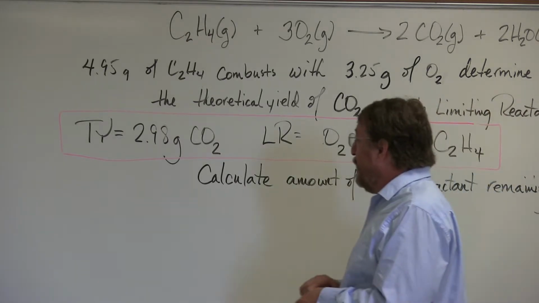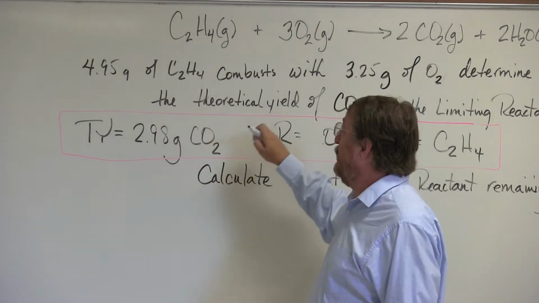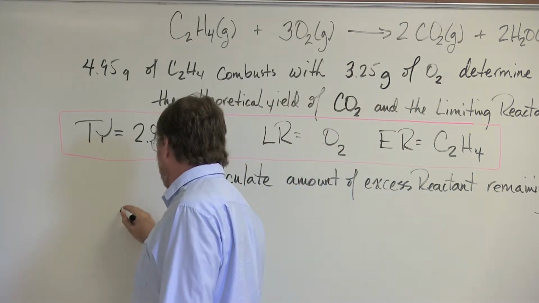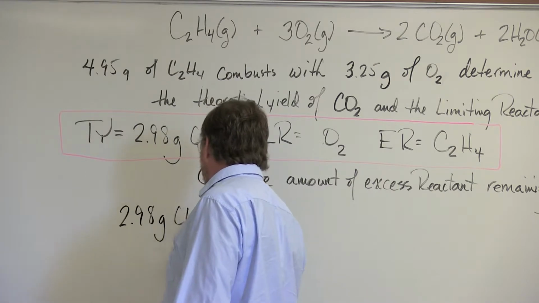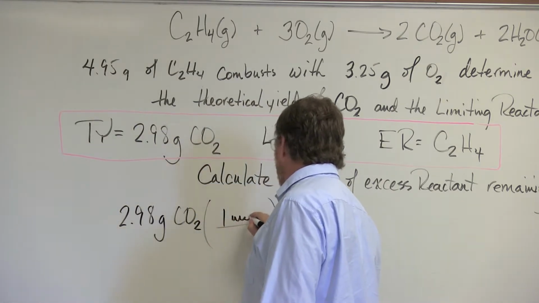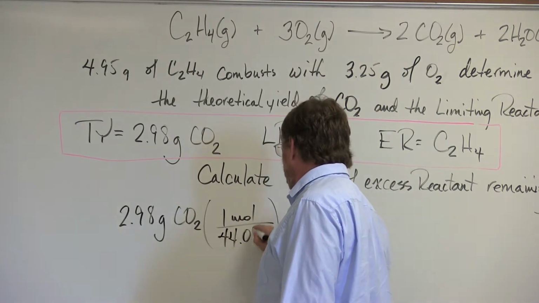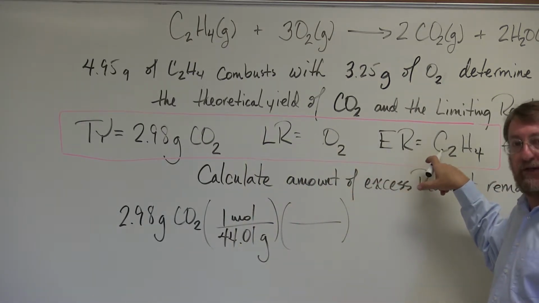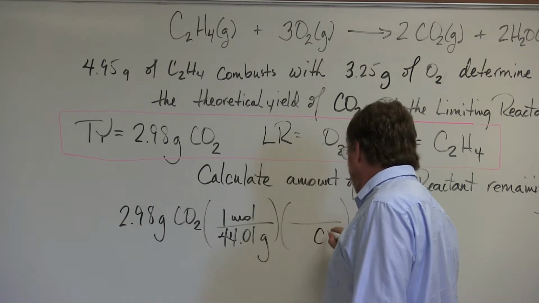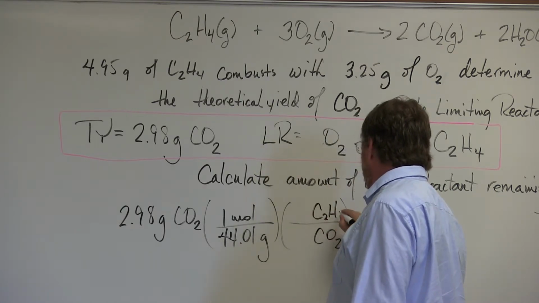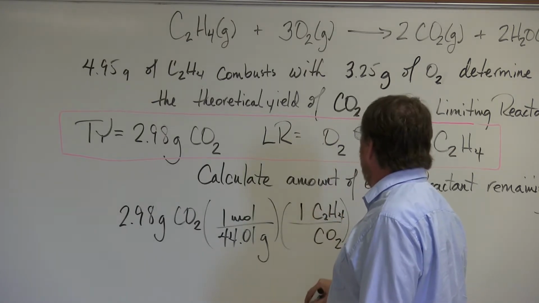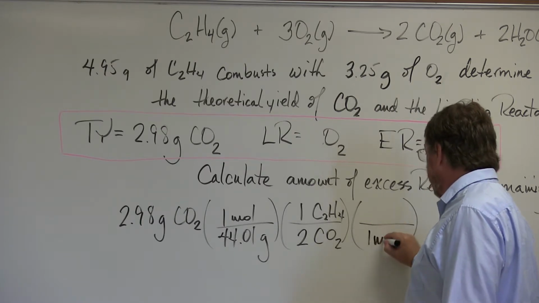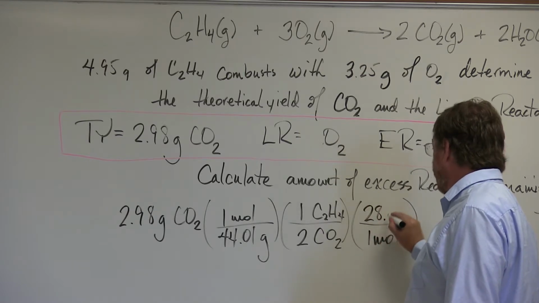So what I'm going to do is take my theoretical yield and calculate the excess reactant. That'll tell me how much was used to make the CO2. So 2.98 grams of CO2. I'm going to divide by the molar mass of CO2, which is 44.01. Then I'm going to convert this to my excess reactant, which is C2H4. Okay? So on the bottom is going to be CO2. On the top is going to be C2H4. I know there's one C2H4 for every two CO2. Then I'm going to use the molar mass of C2H4, which is 28.06.